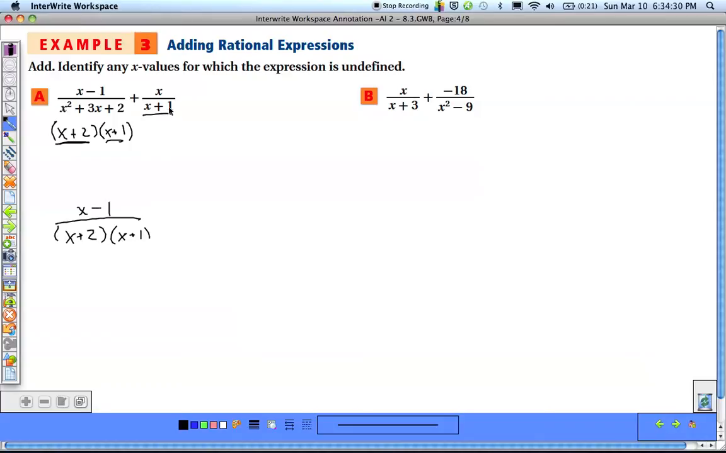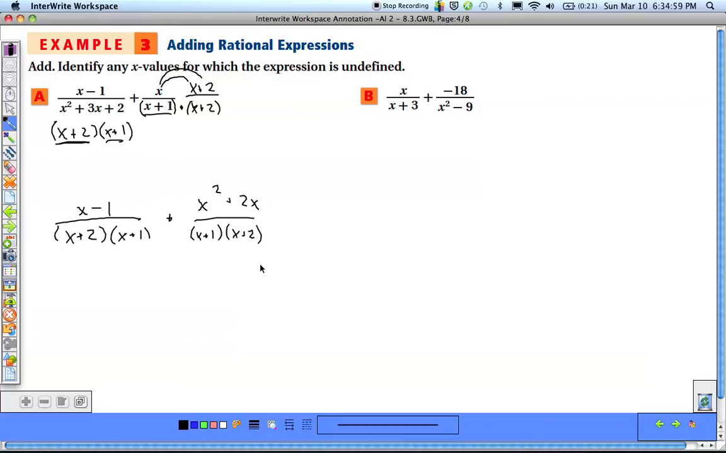The second one, though, we've got to throw in an x plus 2 with it. So we're going to multiply our denominator by x plus 2. But when we multiply that denominator, that means that we have to multiply the numerator by x plus 2 as well. So we go through, multiply that numerator. It's going to be x multiplied with x plus 2. Well, we're going to have to distribute that to make it x squared plus 2x, and then in the denominator it becomes x plus 1 times x plus 2.